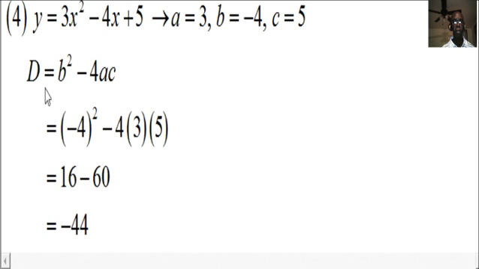The discriminant is given by the formula d equals b squared minus 4 times a times c. Substituting these values gives us d equals -4 squared minus 4 times 3 times 5. This equals 16 minus 60. D equals -44. Therefore, this quadratic function has no real solution. Let us examine this on the graph to see what we mean by no solution.